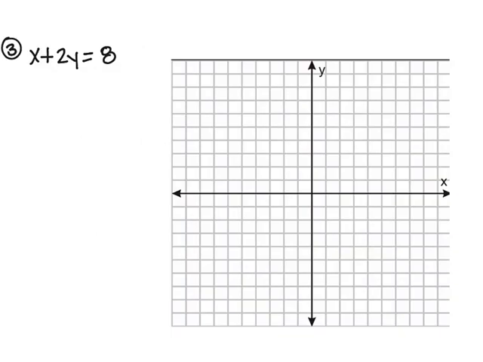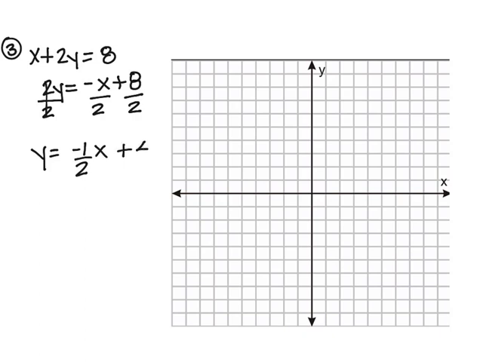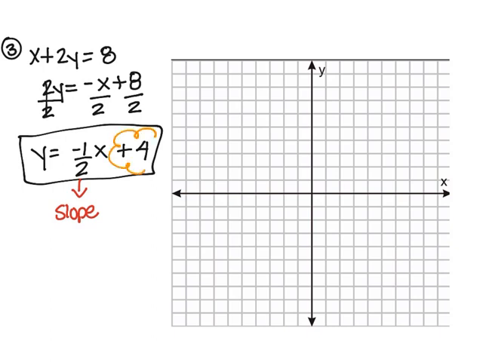Okay, our next graph is x plus 2y equals 8. So again, we're going to put this in slope-intercept form. And I just want you to get the practice of putting stuff in slope-intercept form. So that's going to give us 2y equals -x plus 8. And then we're going to divide by 2. So y equals -1/2 x plus 4. That's our equation. Now, our slope is -1/2, and our y-intercept is +4.